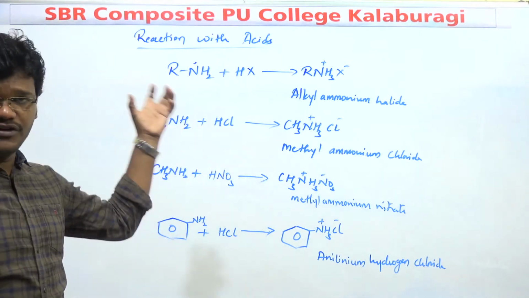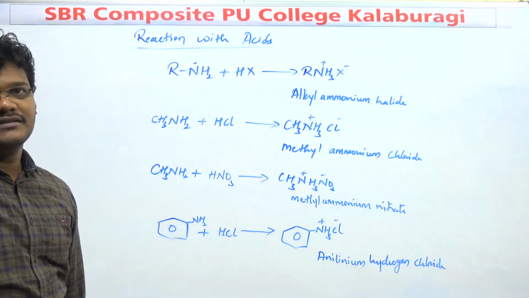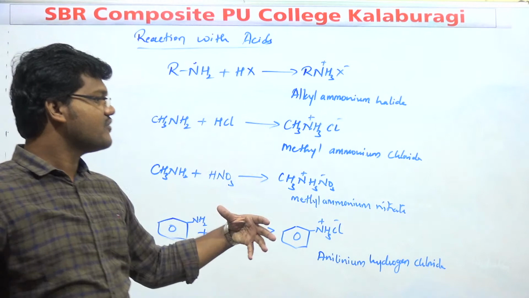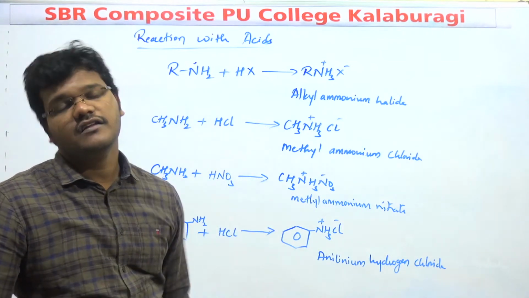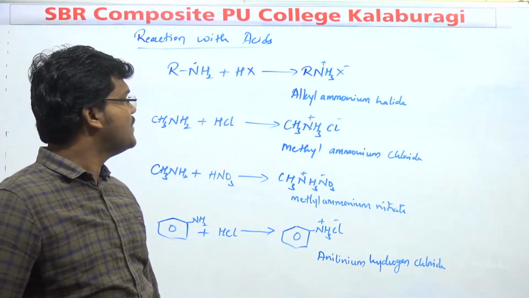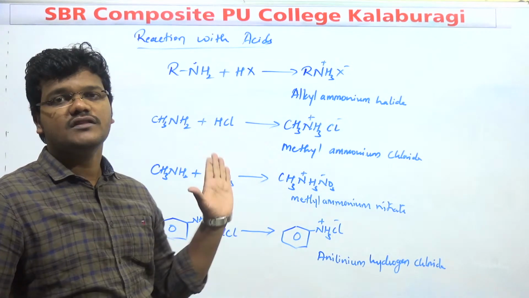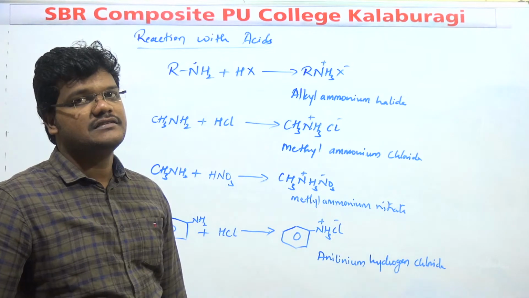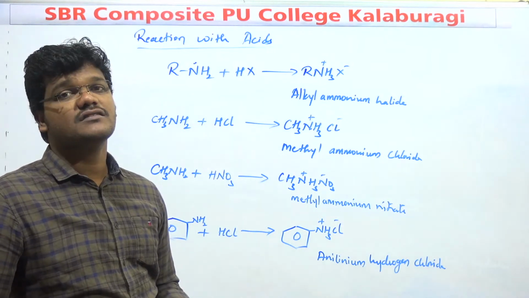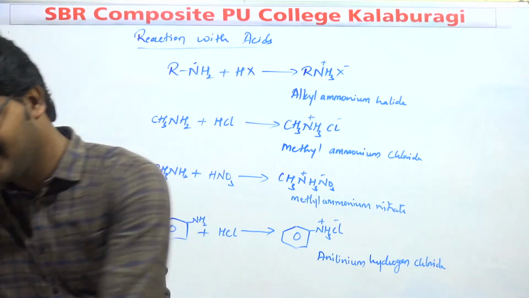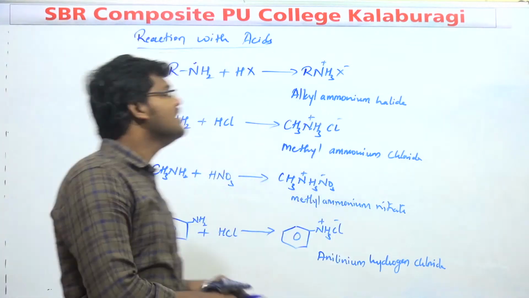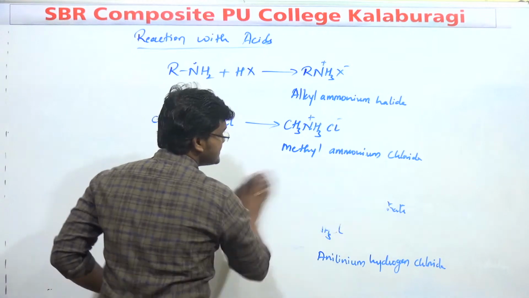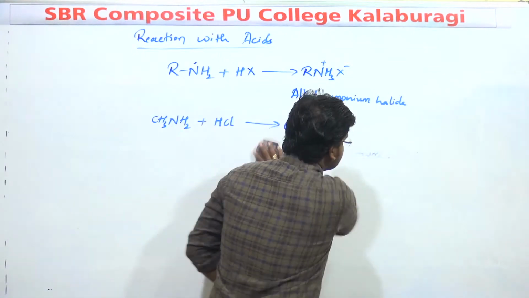They are going to form salts, alkyl ammonium salts. That's it. So this is the first reaction, in which amines are made to react with acids. Then we have the second reaction, the reaction of amines with alkyl halides.